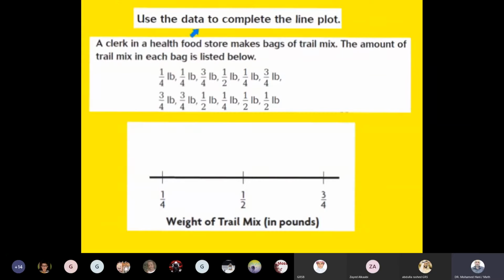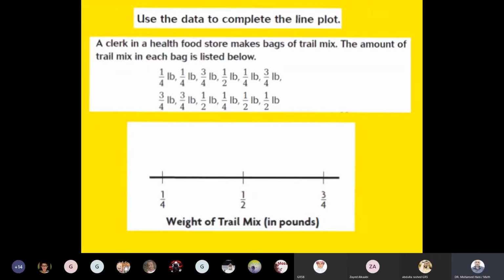It says use the data to complete the line plot. Now, a line plot is simply a way to represent and visualize data. We're going to be able to visually see using our line plot how the data is represented. Now, our problem says a clerk in a health food store makes bags of trail mix. The amount of trail mix in each bag is listed below. So what you see right here is the amount of trail mix listed or given in each bag. So we're now going to complete our line plot down here using that data.